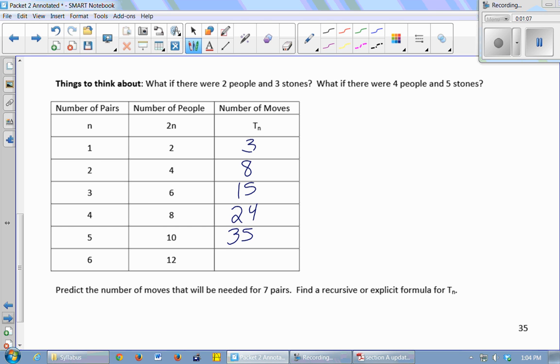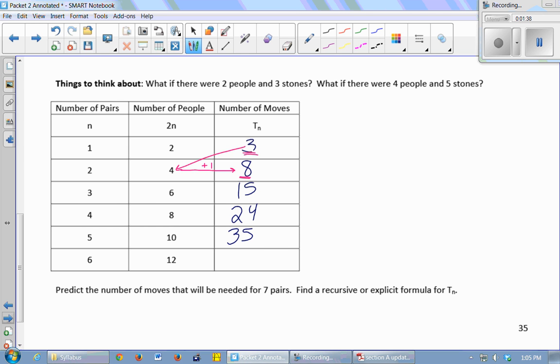Your Pn equals Pn minus 1 plus 2n plus 1. Nice formula. Great. So to get the 8, right? Yep. You're saying take the number right before it, the 3, add the 2n, the 4, and then add 1 more, right? So 3 plus 4 is 7, plus 1 is 8.